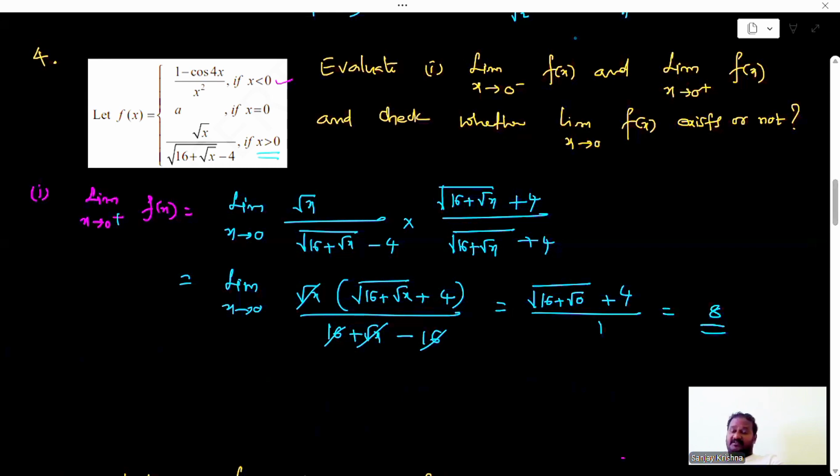You remember, the left hand limit also we got 8. 8 is equal to 8. So therefore, what does that mean? Check whether limit x tends to 0 f of x exists or not. Yes, it exists and the value is going to be 8. Therefore, the value of a is equal to how much? The value of a is equal to 8. So this way we can find the limit of the function.